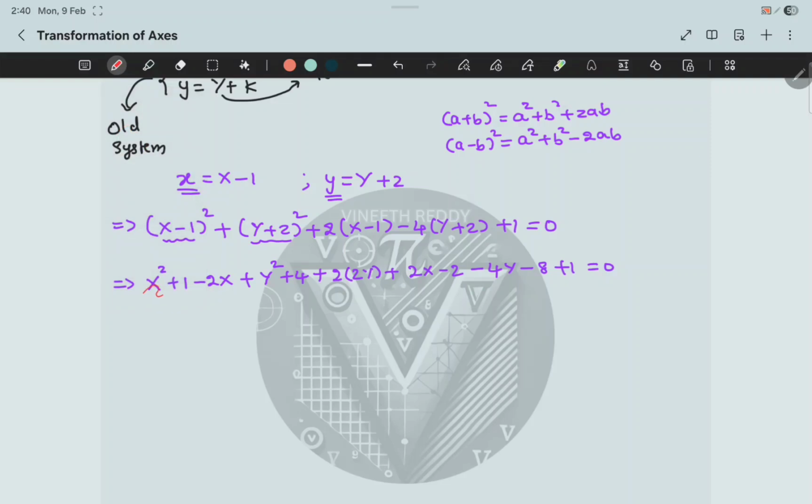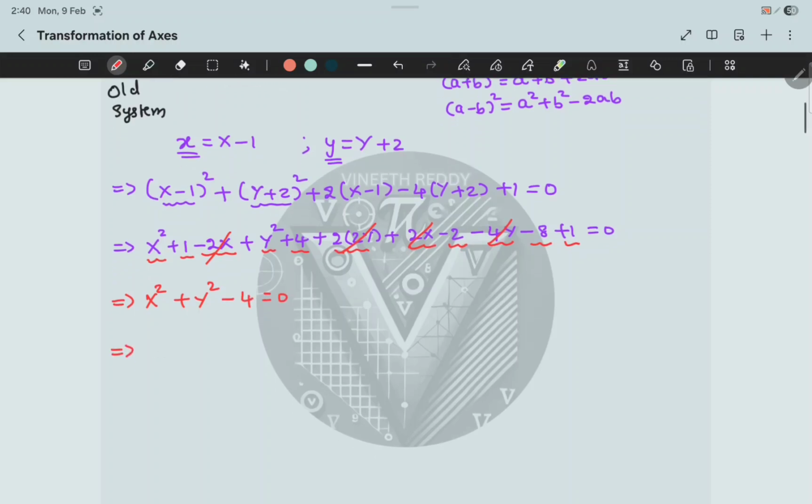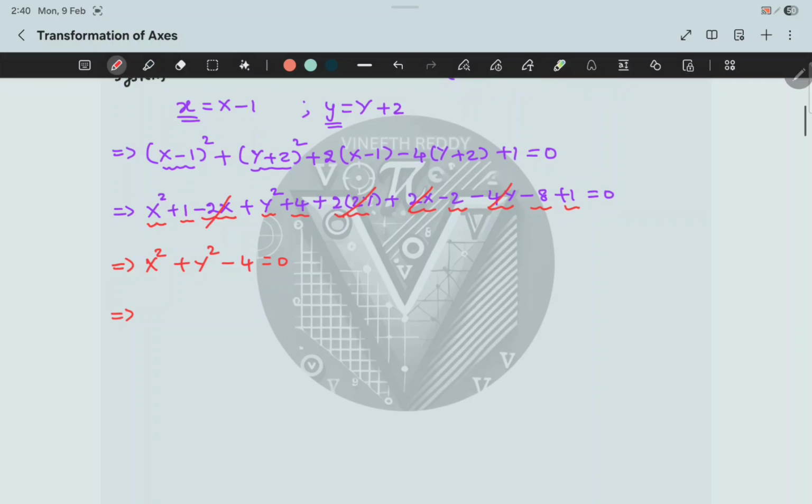Now, ultimately we have one x square term. So let us write it x square, and then we have one y square term. Let us write it. Now we have minus 2x and plus 2x. I think we can cancel it. Is there any other x term remaining? No. And then we have plus 4y and minus 4y. That also gets cancelled. Fine. And now we have 1 plus 4, that is 5. 5 minus 2 is 3. 3 minus 8 is minus 5. Minus 5 plus 1 is minus 4. So we hence got this equation, that is x square plus y square minus 4.